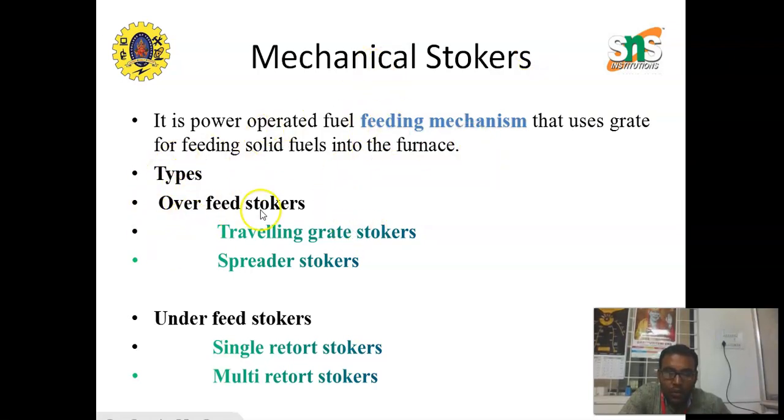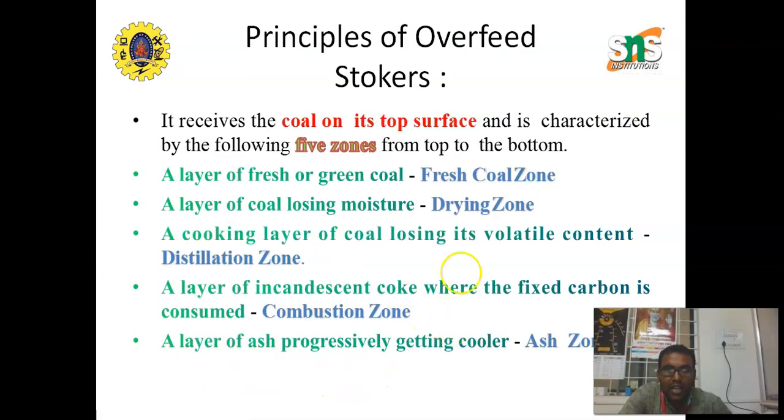There are different types of mechanical stokers. Some of them are overfeed stokers and underfeed stokers. Overfeed stokers are differentiated into two types. The first one is the traveling grate stoker. The next one is the spreader stoker. Underfeed stokers are divided into two types: single retort stokers and multi-retort stokers. What is the principle behind the overfeed stoker?